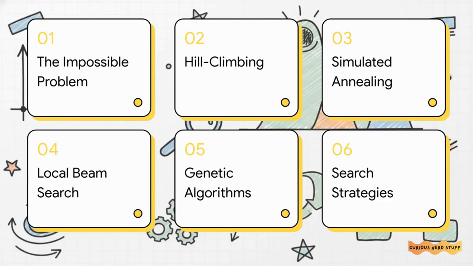Okay, let's dive into this. Here's our roadmap for today. We'll start with the general features of these impossible problems, then examine our first method, hill climbing. From there, we'll see how algorithms borrow from physics with simulated annealing, branch into teamwork with local beam search, and finally mirror biology itself with genetic algorithms, before comparing them all at the end.